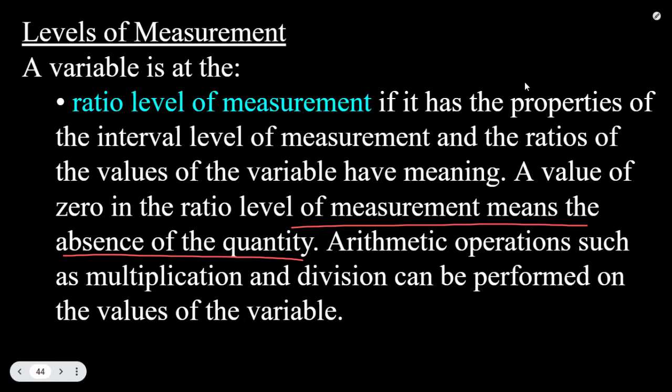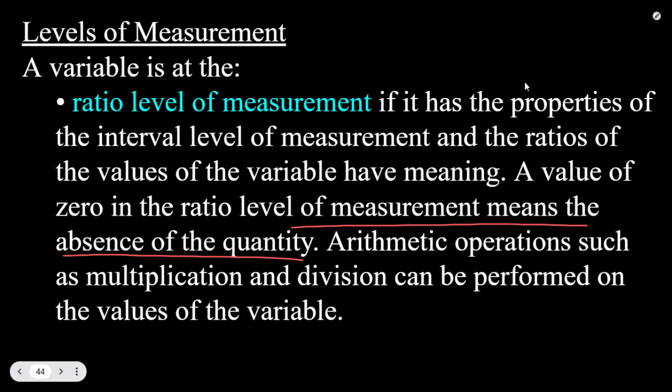Arithmetic operations such as multiplication and division can be performed on these values of the variable. And the reason for that is because zero means that there's none of it. So an example here would be your bank account. If you have zero in your bank account, it means you have an absence of money. You don't have any money. And so, for instance, if I said that I have, let's just say, $100 and somebody else has $200, they have twice as much money as me.